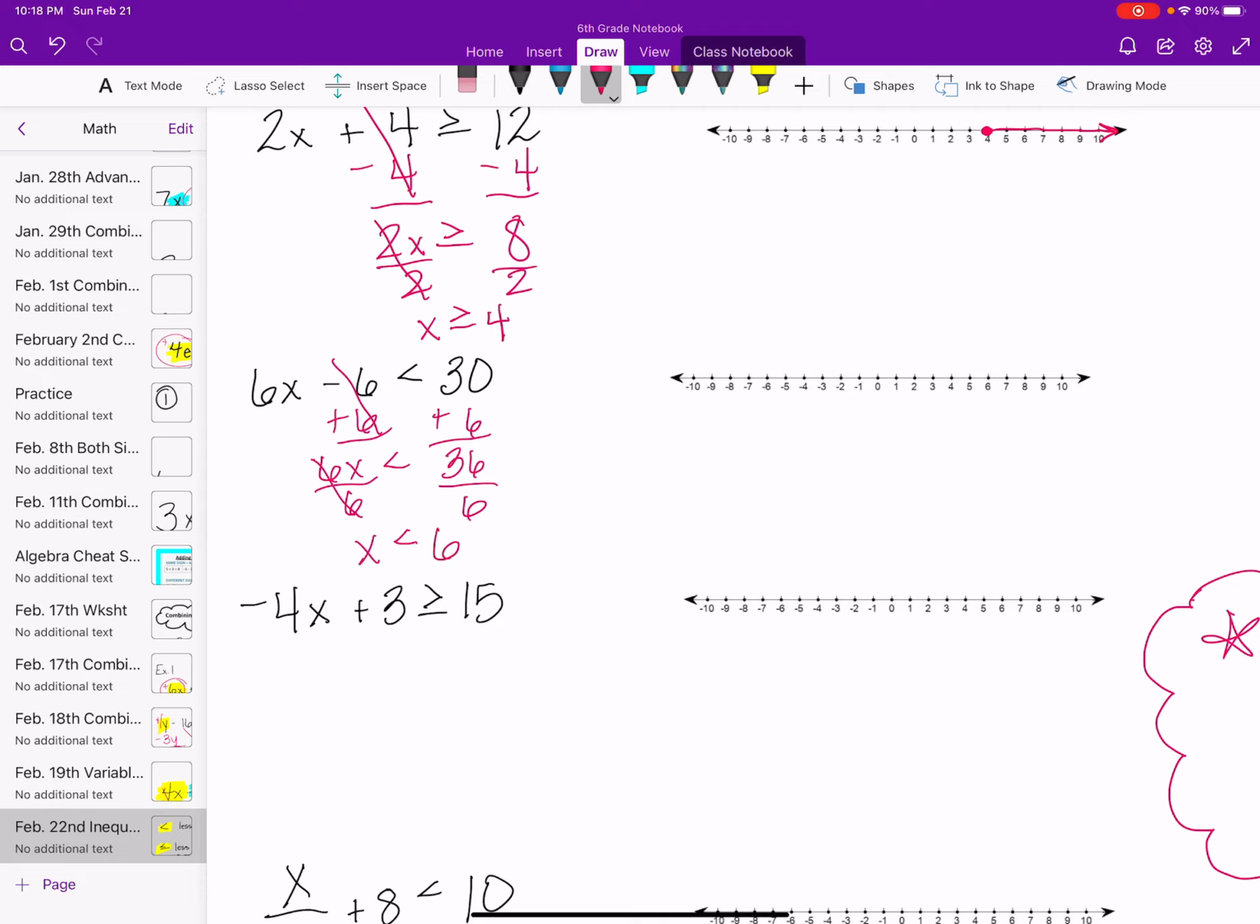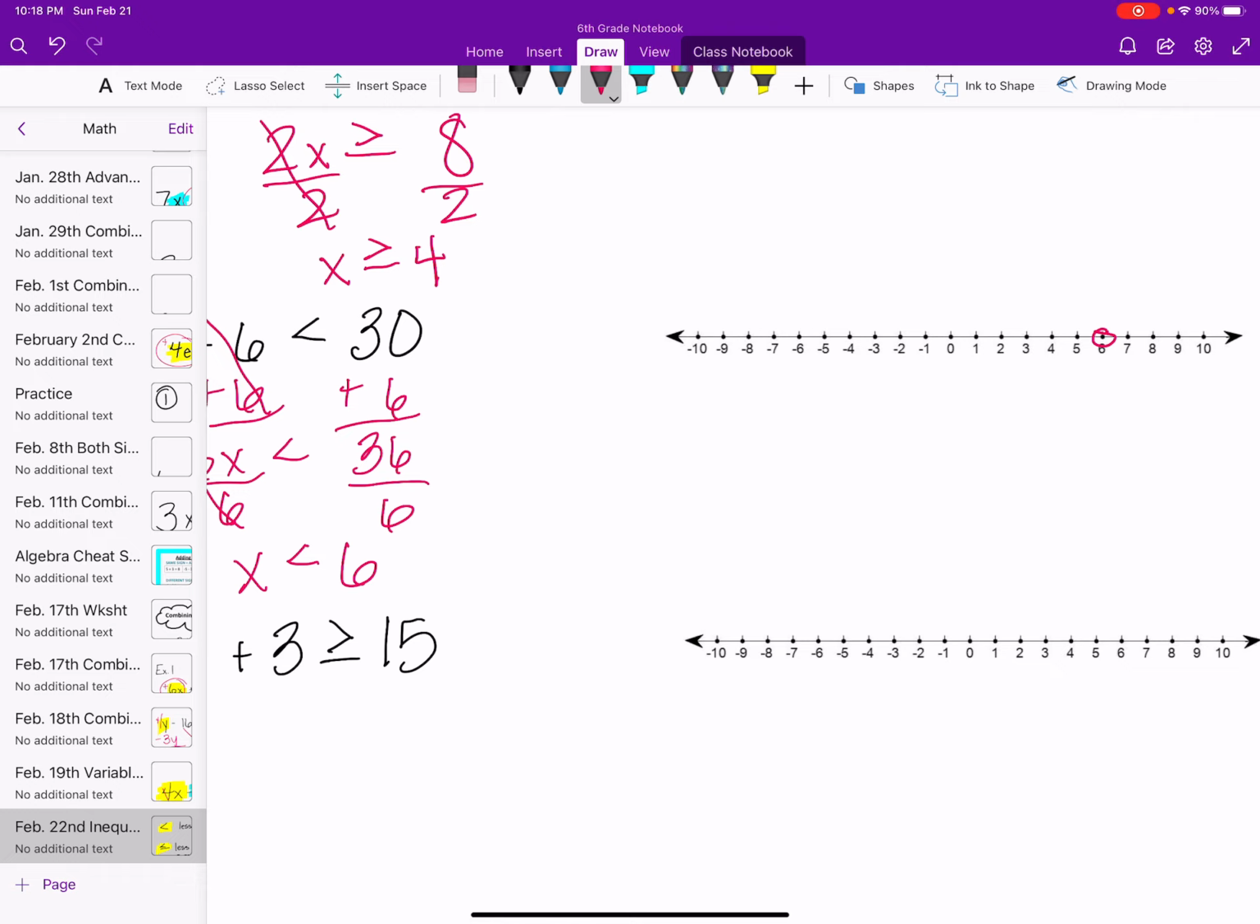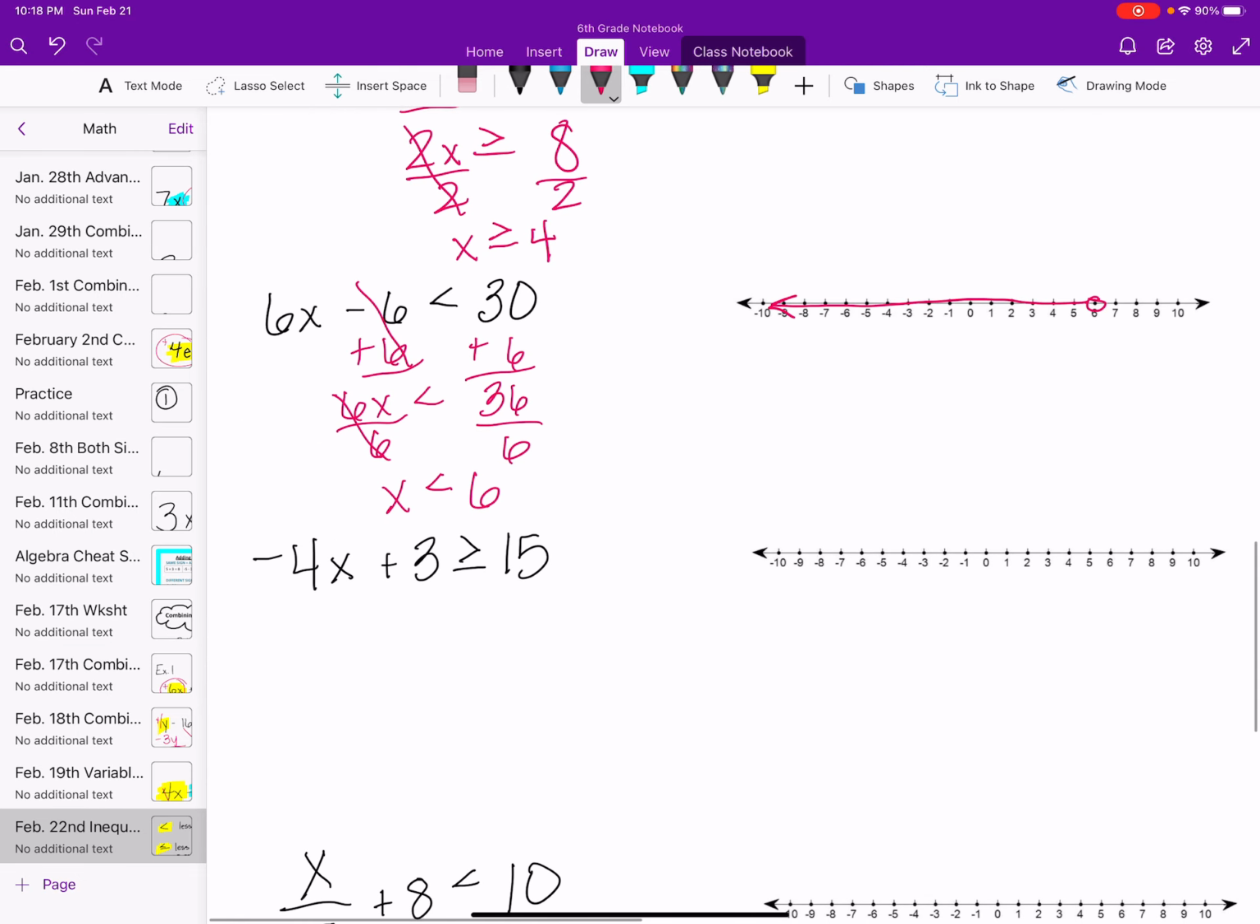Okay, it doesn't have the line underneath it, meaning that it is less than 6 and it cannot be 6. So I'm going to put an open circle at 6. And it has to be less than 6. So I'm going to draw my arrow to the left where my numbers are less than 6.